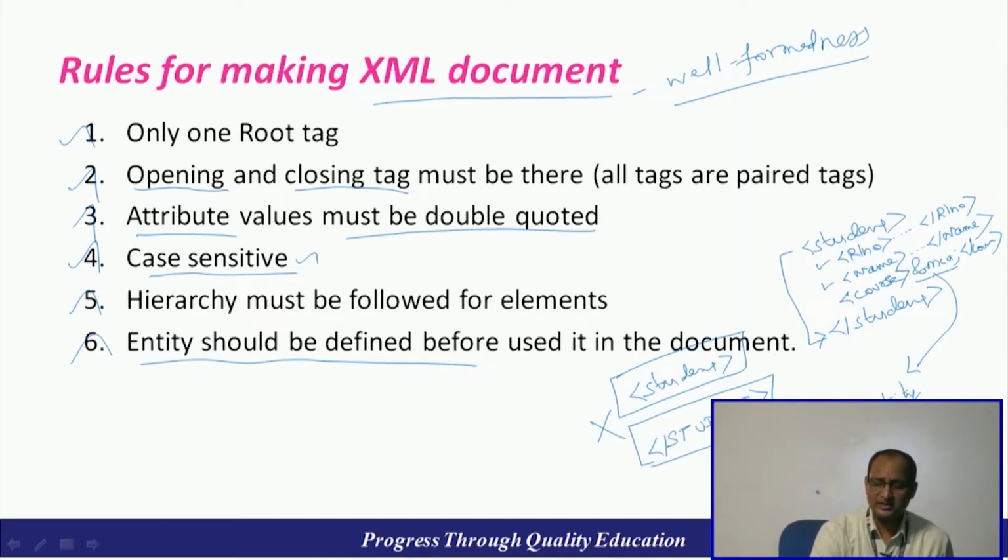Before using this entity ampersand MCA semicolon, we have to define what is MCA. I would like to specify Master of Computer Applications as an elaborated text, and I have given this as the abbreviation MCA short form. So, this is called an entity. So, an entity should be defined before using it in the document. Those are the 6 rules for making an XML document.